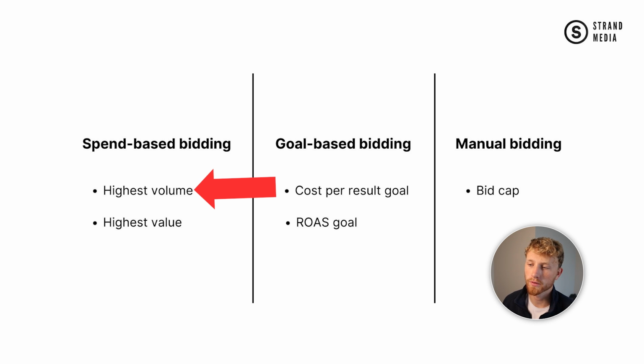The same goes for highest value. It's the same thing with this highest value bid strategy. You essentially tell Facebook, hey, spend all of my money and get me the most amount of money back. But it doesn't really matter if it's able to get you money back. It just focuses on spending your money. There are some benefits of these strategies if you don't have a lot of data in your ad account and you want to test out something new, you want to launch a new product.